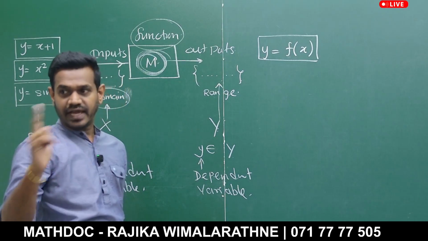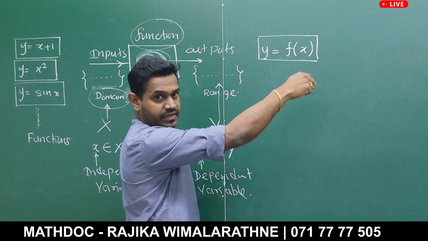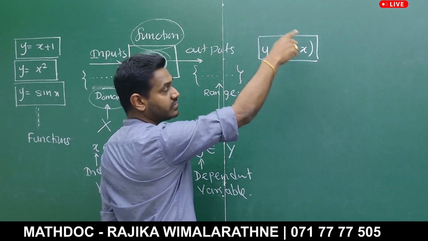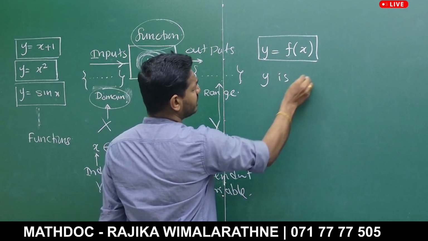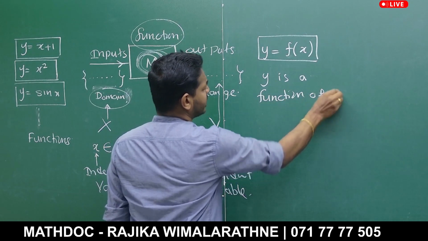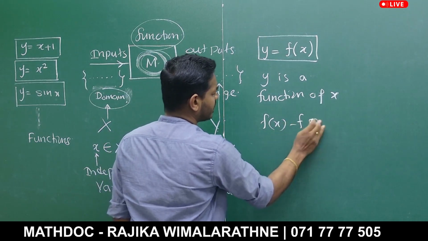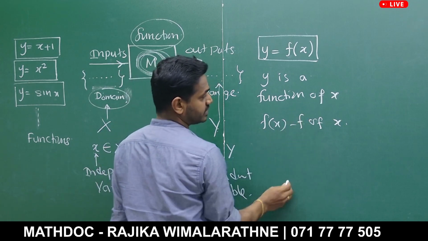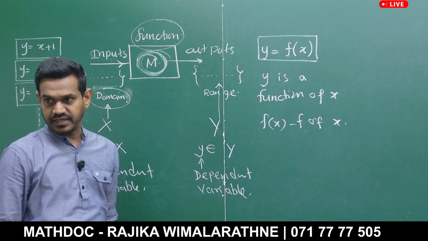Okay, f of x. You shouldn't think this is f times x. This is not f times x. This notation represents that y is a function of x. So we say f of x, or function of x. Those are the general ideas.